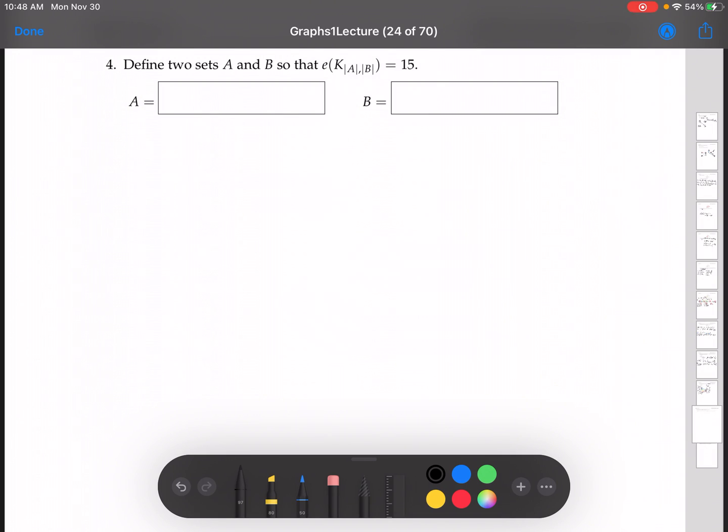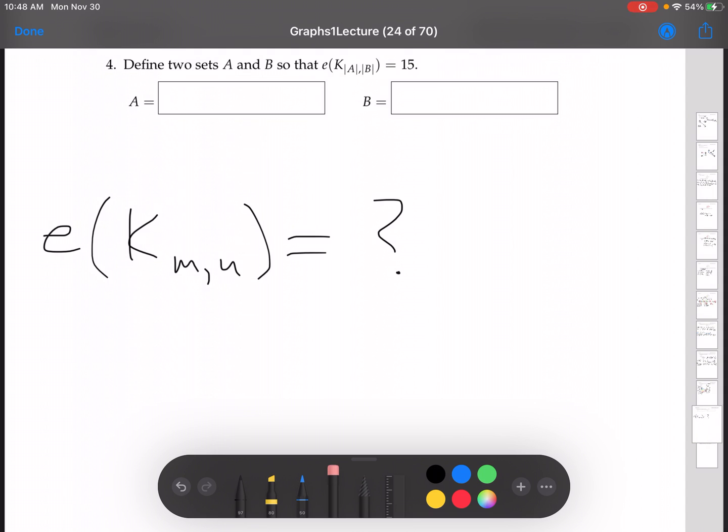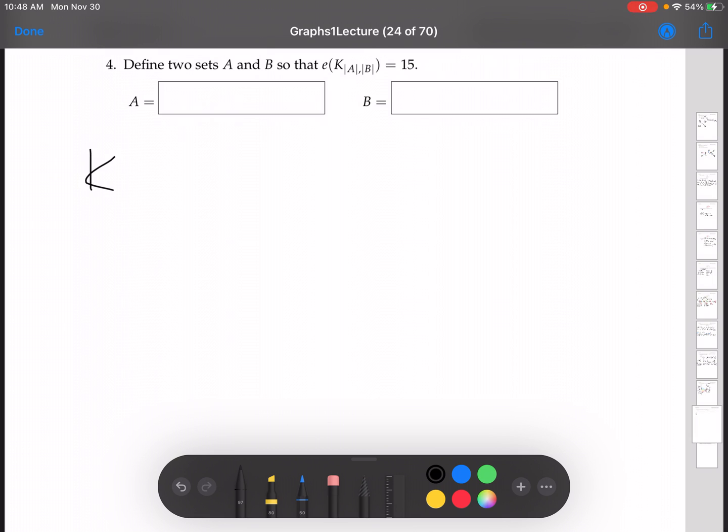All right, before I answer this question, let's first determine a formula for the number of edges of K_{M,N}. So let's figure out what this is. To do that, let's start with an example. Let's look at K_{3,2}. Remember K_{3,2}, we're going to have 3 vertices and 2 vertices.